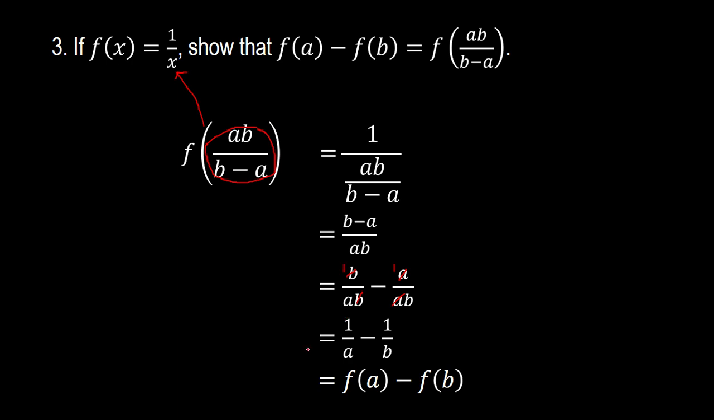Then notice, given that we have here 1 over a minus 1 over b, if we use f of x is equal to 1 over x, we'll obtain this function f of a minus f of b. Therefore, these two are equal. The difference of f of a to f of b is equal to the function f of a times b all over b minus a.